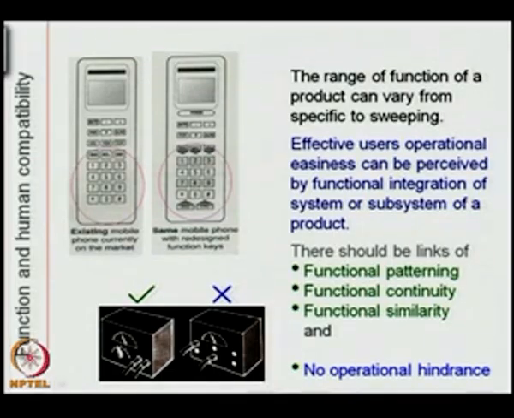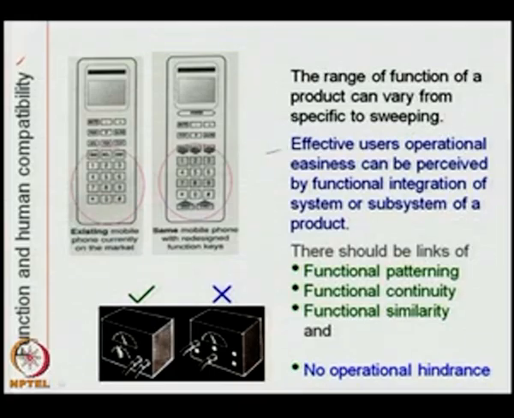Now, the function and human compatibility aspect. If we see these two features of mobiles, here the switches and so on, how it works, its acceptance is dependent. The range of functions of a product can vary from specific to sweeping.